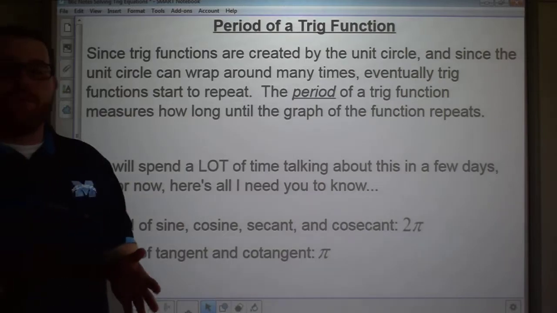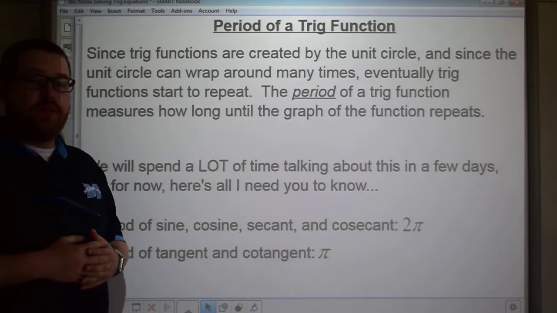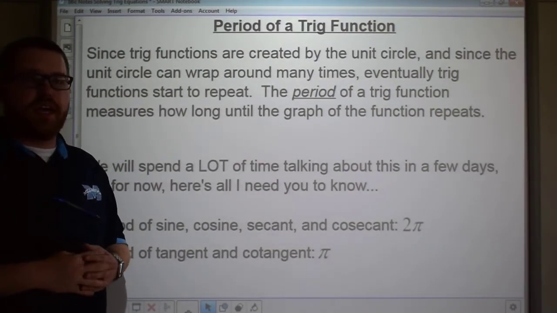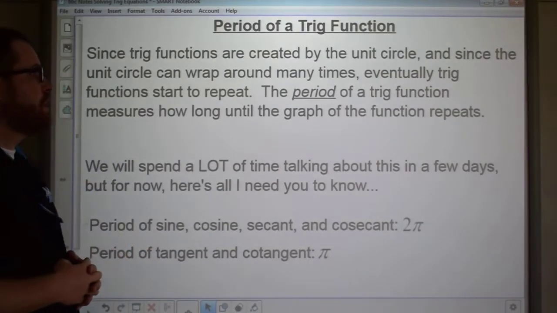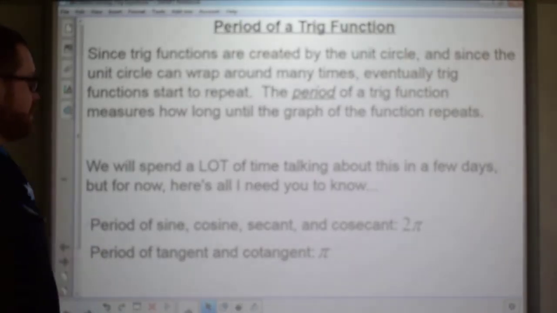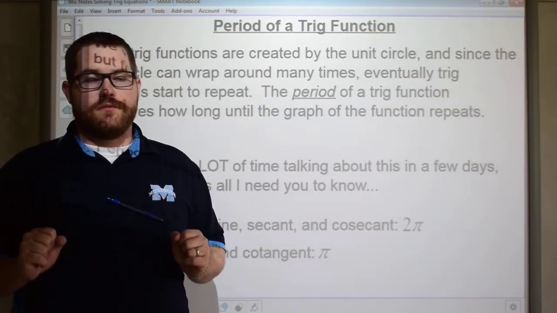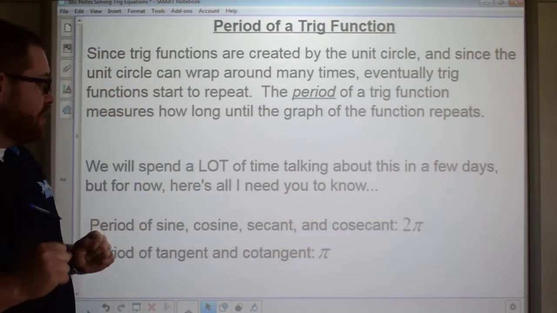Remember how sine will eventually repeat and cosine will eventually repeat and tangent will eventually repeat because there's multiple things that have the same sine and same cosine and same tangent? Well, that's just called the period, how long it takes before it repeats. We will spend a lot of time talking about this in terms of graphs. But for right now, I need you to know this.